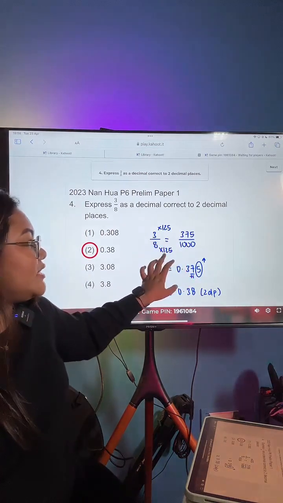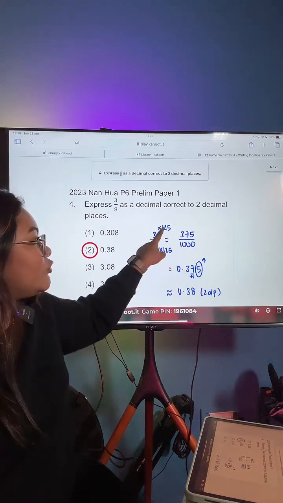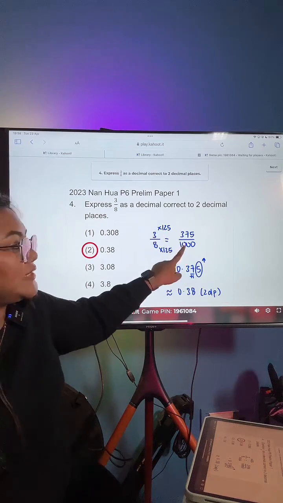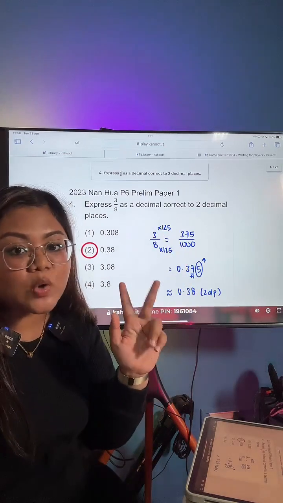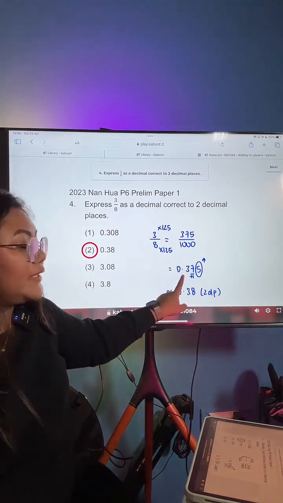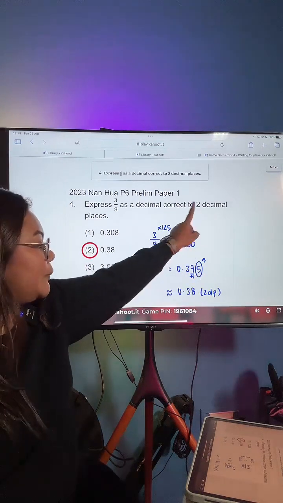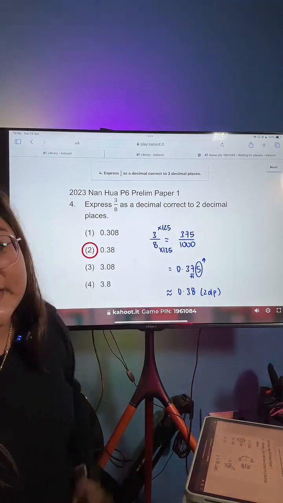So 1,000 divided by 8 is 125. Hence, I want to times 125 throughout to give me out of 1,000 because I want a decimal. Decimal means out of 10, 100 or 1,000, which works here. Okay, so I get 0.375. Round off the last digit since I want 2 decimal places. That's how I get 0.38. Okay?